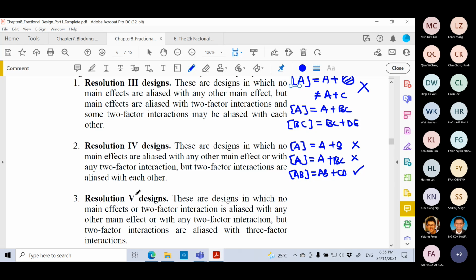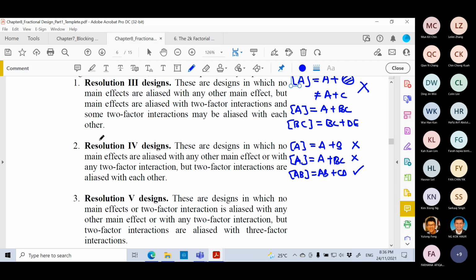Because if you still remember before that, I always told you, if you can assume that the higher order interaction is not significant, then we can move it to the sum of squares for the error if your replicate is 1. The similar idea for the fractional design is also the same. If you can assume the high order interaction will equal to 0, it's not important.